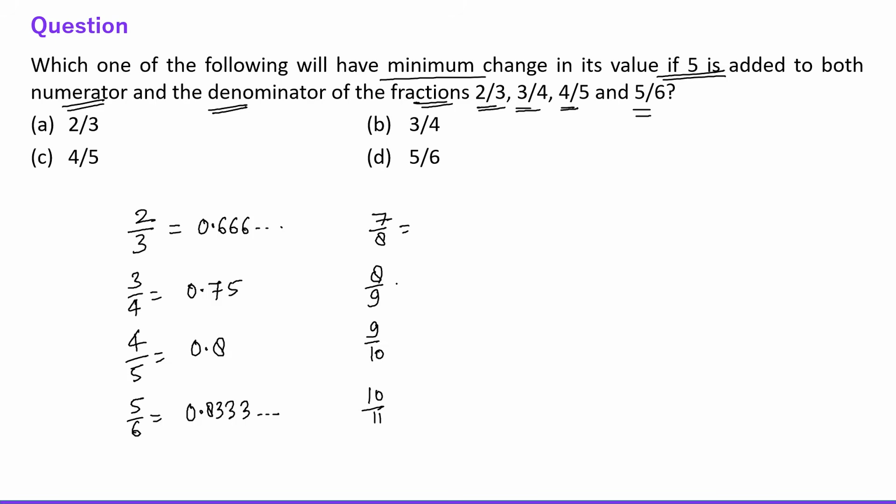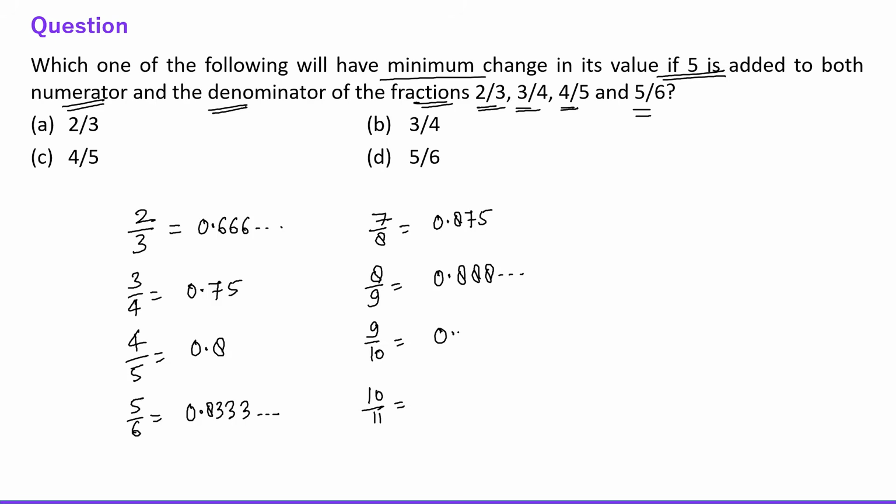So now the values of these numbers we need to find, because the question is saying which will show the minimum change. So obviously we need to find the new values also. So 7 by 8 is what? 7 by 8 is 0.875. 8 by 9 will be what? 8 by 9 will be 0.8888 and so on.